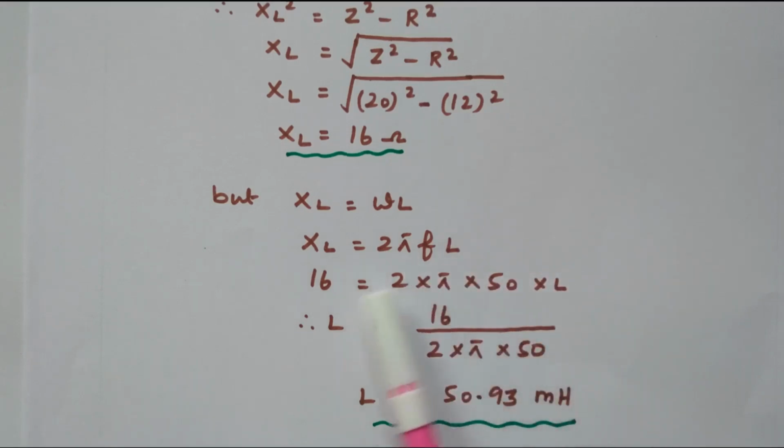So bring this term to the denominator. So 16 divided by 2 into pi into 50. By simplifying this we got L equal to 50.93 millihenry. Milli means 10 to the power minus 3. So now we have calculated the resistance value as well as the inductance value.